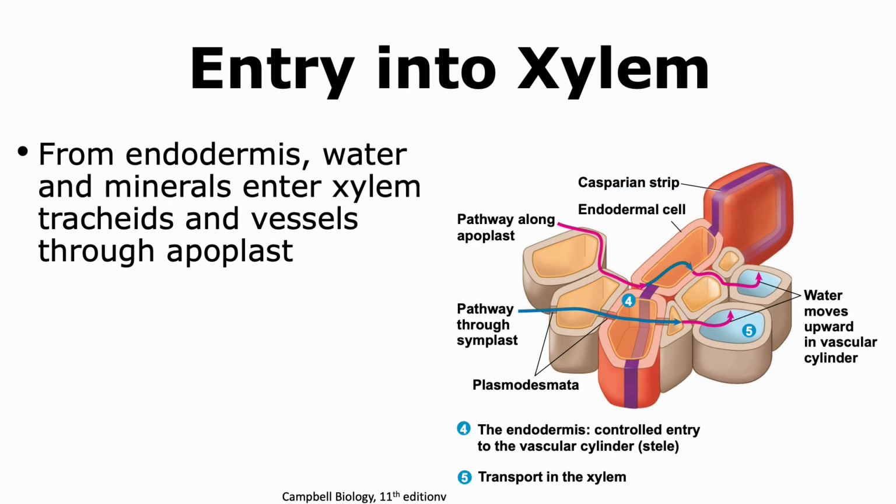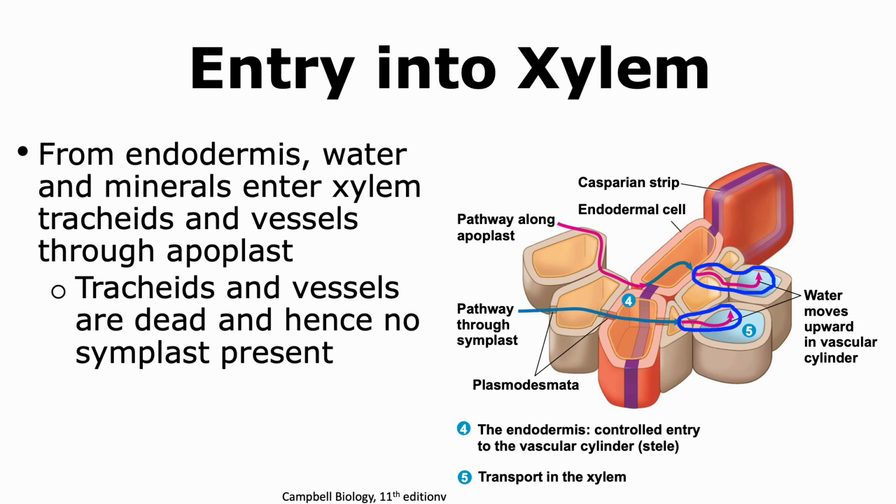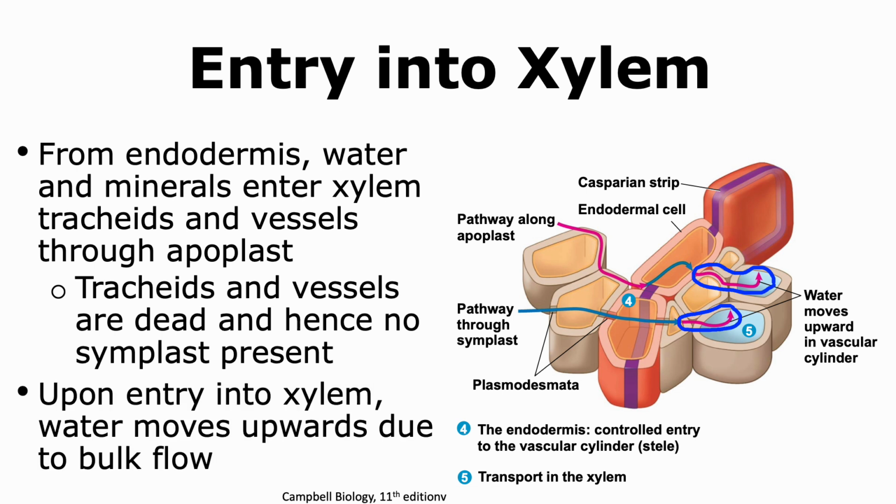After passing through the endodermis, water and minerals can now enter the xylem tracheids and vessels. In this case, they now travel through the apoplastic route. It should be remembered that tracheids and vessels are dead cells, and hence there is no symplast present. Thus, all transport there occurs through the apoplast. Upon entry into the xylem, the water and any minerals associated with it move upwards towards the shoot system of the plant through the process of bulk flow.